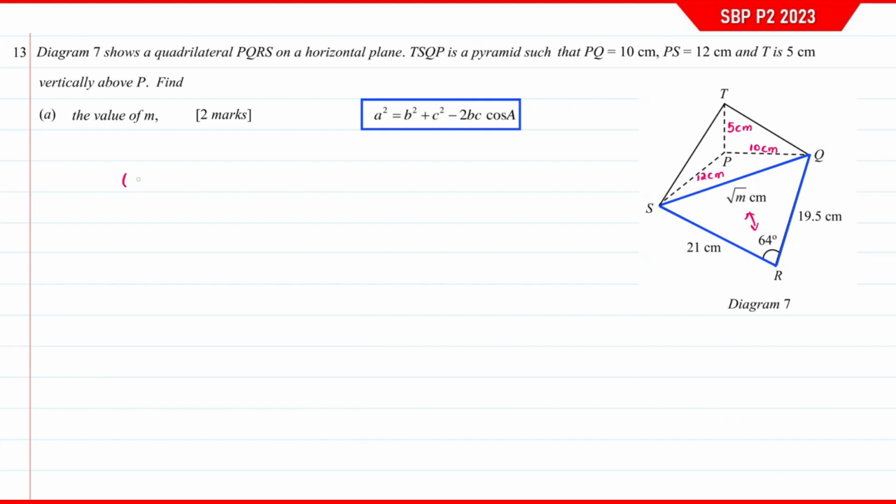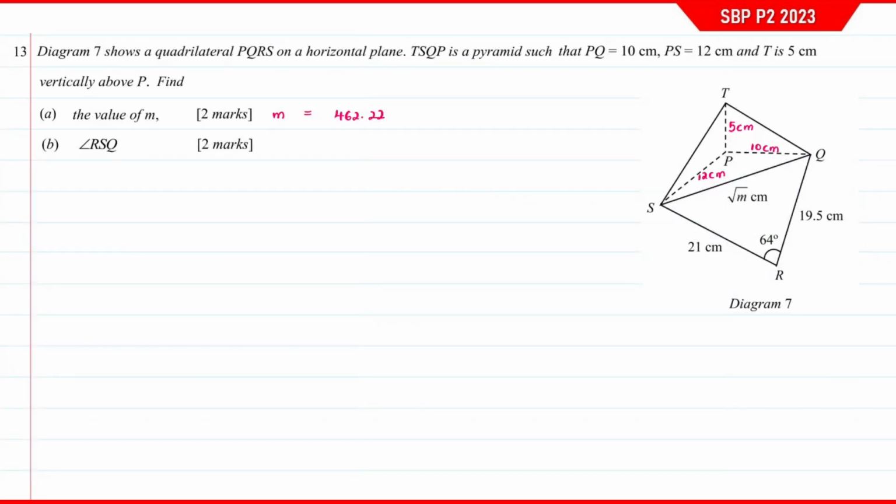So here, square root M squared, this is equal to 21 squared plus 19.5 squared minus 2 times 21 times 19.5 cos 64 degrees. So when we square the square root M, what is left is just going to be M. Then the answer will be 462.22.